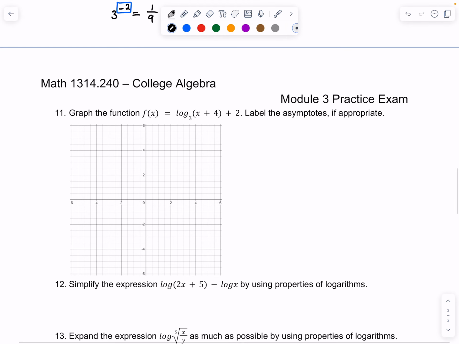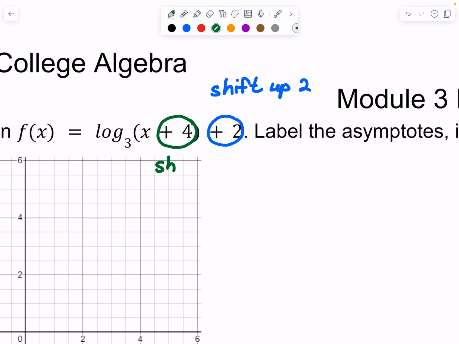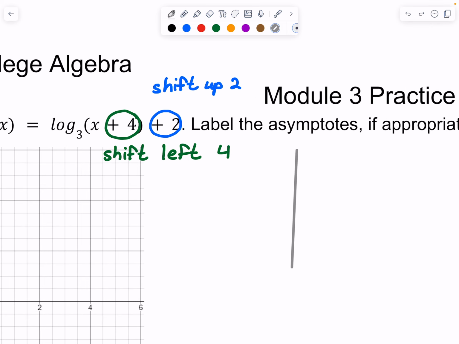All right, number 11, we're asked to graph another function. So just like last time, I want to separate out my transformations from my parent function. So +2 is a transformation. It's going to be a shift up by 2. +4 is also a transformation. It is also a shift, but it is to the left by 4. What remains is my parent function. So my parent function is log base 3 of x. So I'm going to make a little table, and I'm going to have x, and then log base 3 of x.